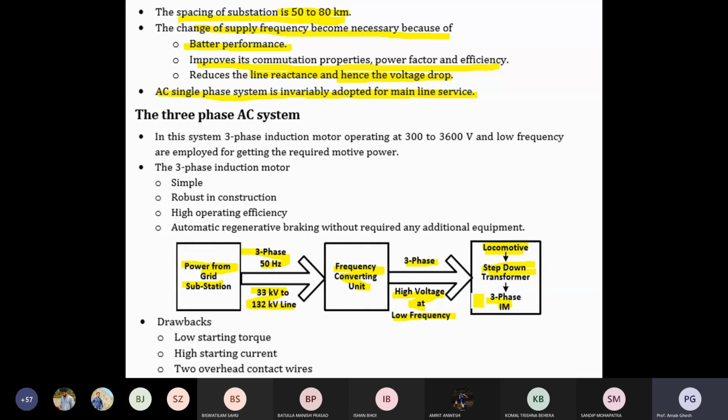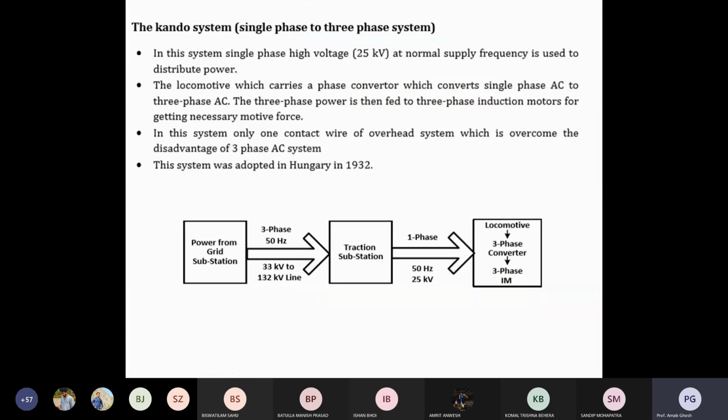What are the advantages of it? The operating voltage is 3000 to 3600 volt at low frequency, getting the required motive power. The three phase induction motor is simple, robust in construction, with high operating efficiency and automatic regeneration without requiring any additional equipment. Drawbacks: low starting torque, high starting current, and two overhead contact wires. So those are the drawbacks.